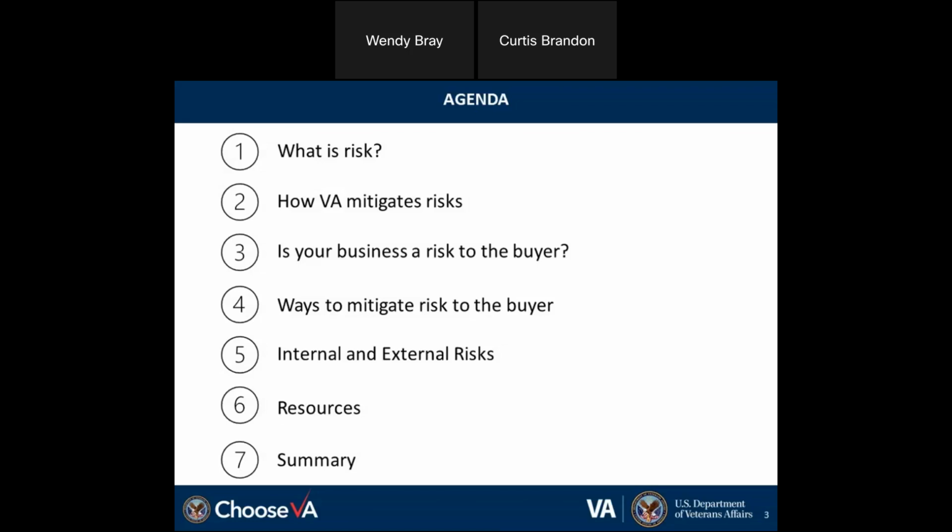And here's our agenda today. I will be discussing what risk is, how VA mitigates risk, ways for you to determine if your business is a risk to the buyer, internal and external risks. I will be providing you with some resources today, and then I'll summarize it and open it up for any questions that you may have.